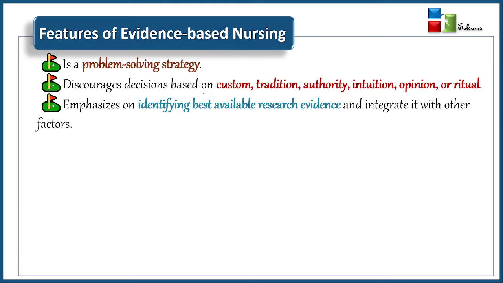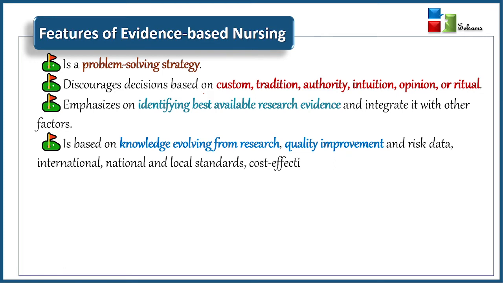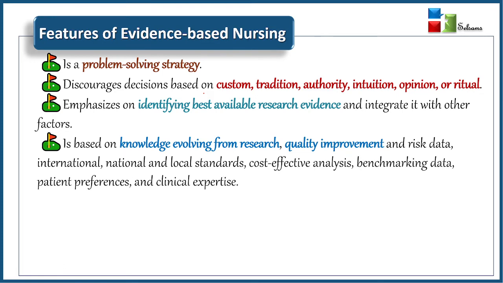It finds out only the evidence, and it integrates it with the other factors too. It is based upon the knowledge evolving from research. So you have to look for other researchers' work which has already been published. You get information and knowledge from that article. It is also based upon quality improvement and risk data, and it compares local, national, or international standards. Cost-effective analysis will be there in evidence-based nursing.